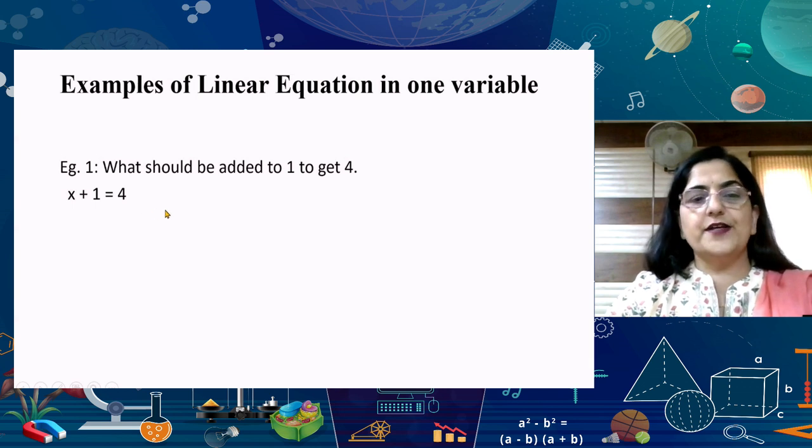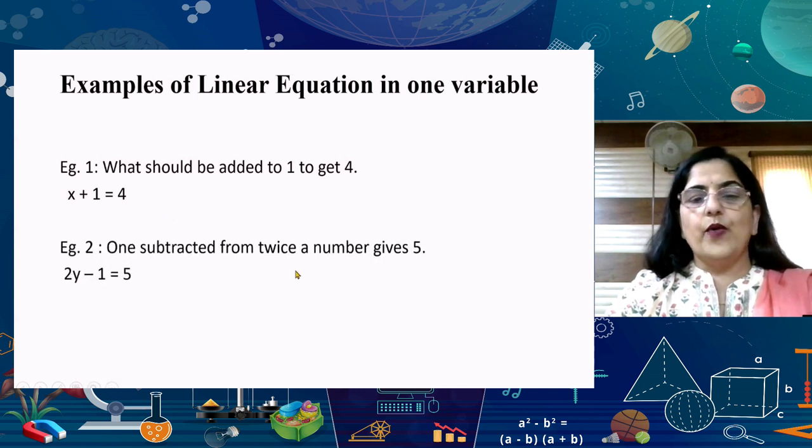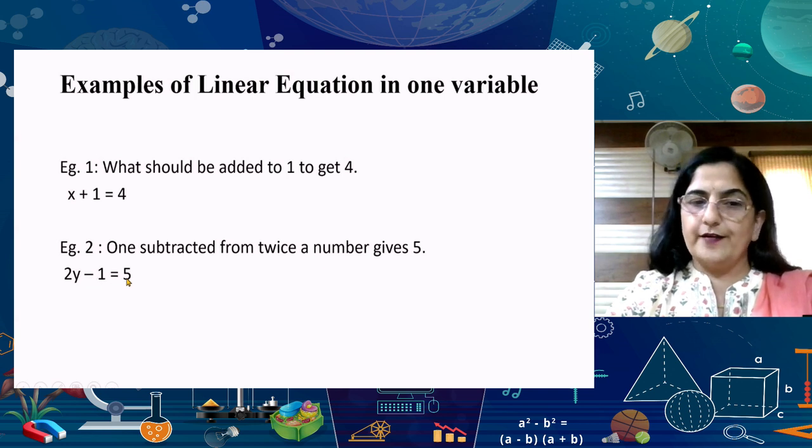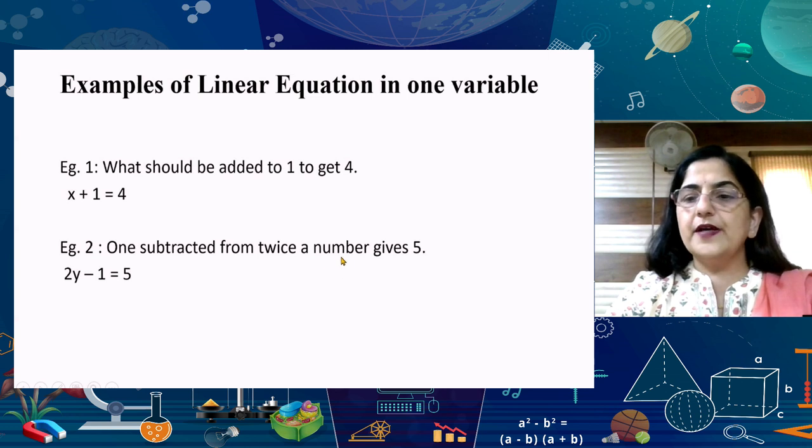Let's take some more examples. 1 subtracted from twice a number gives 5. So we can write it as 2y minus 1 is equal to 5. So 1 subtracted from twice a number. Here, the number is an unknown value, so we can represent it with y. So 2y minus 1 becomes equal to 5.